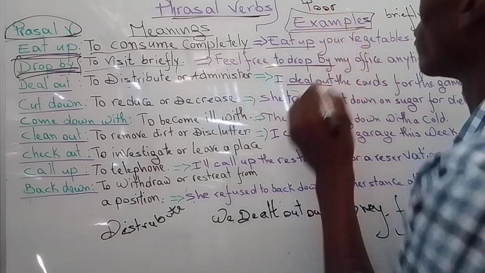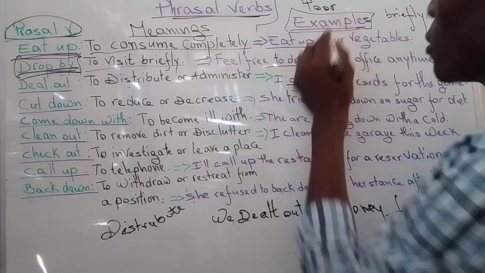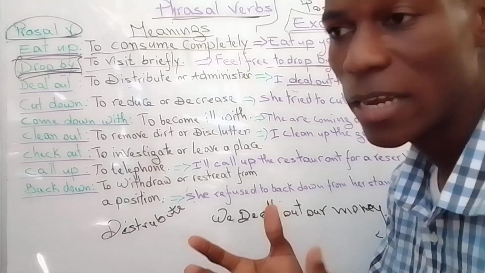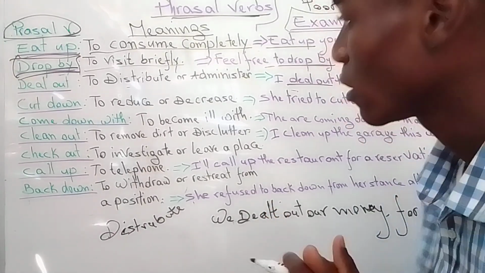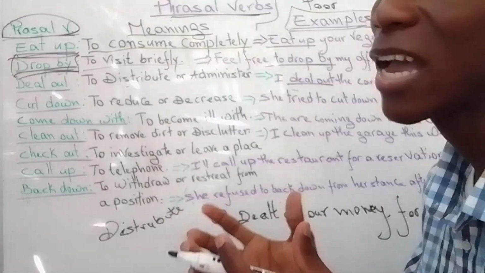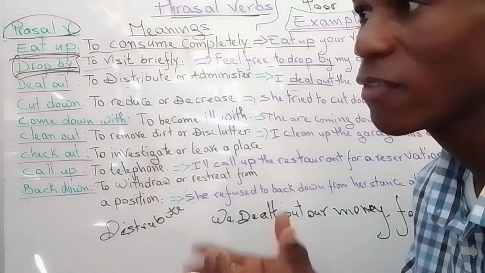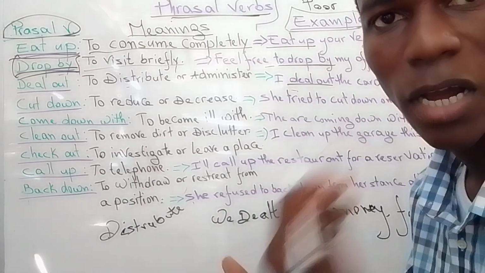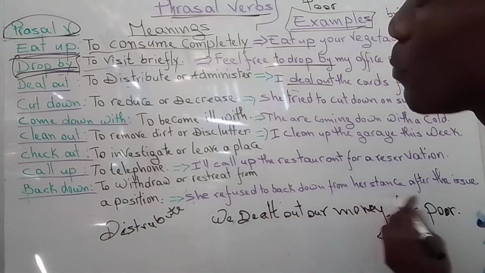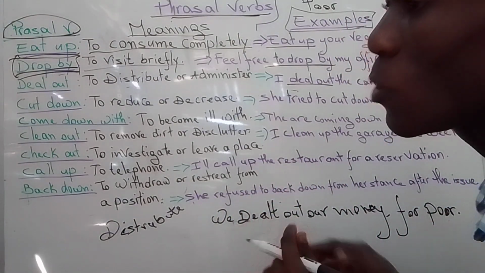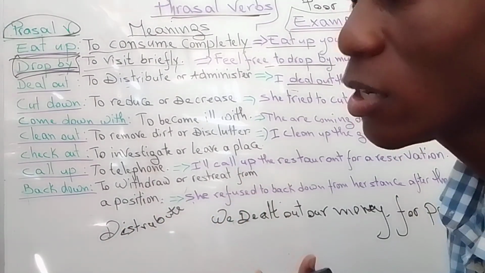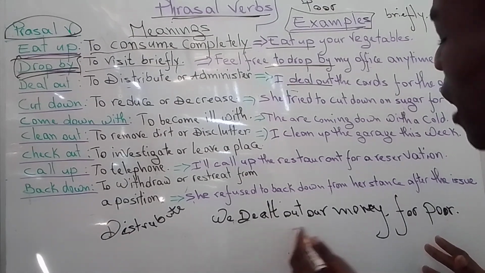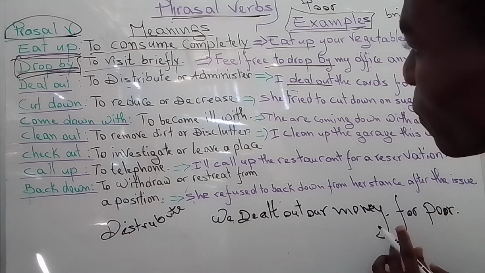Poor means someone that is in bad conditions, right? Someone that doesn't have money, doesn't have a house, moneyless, homeless. That's a poor. So we give money for those that are poor. We deal out our money for poor.